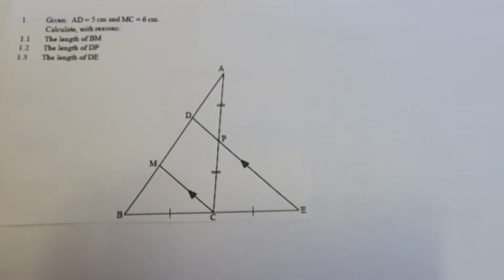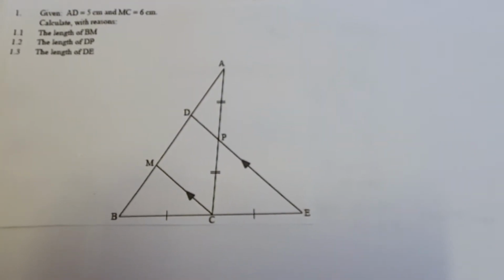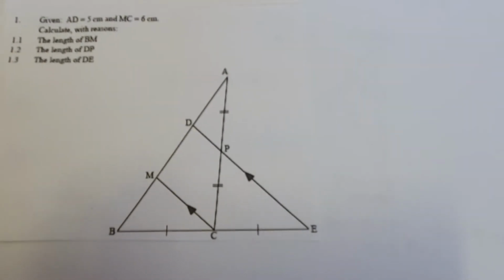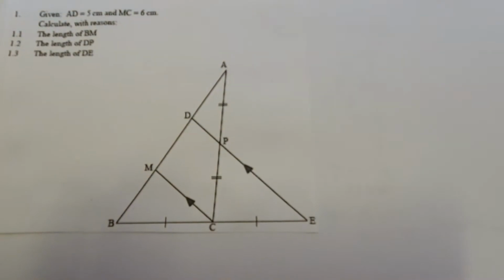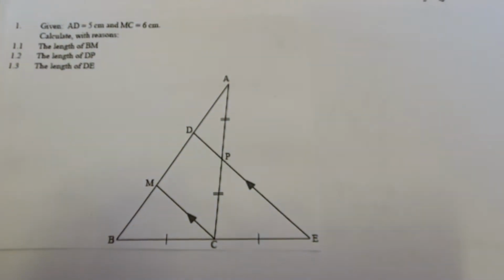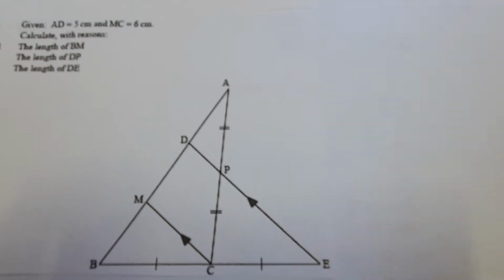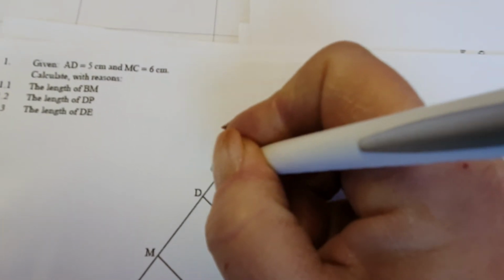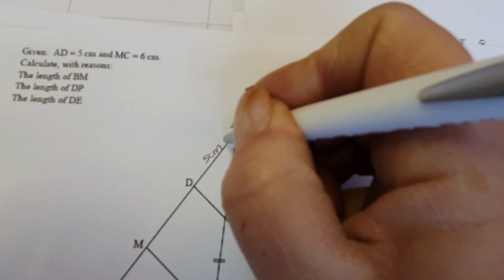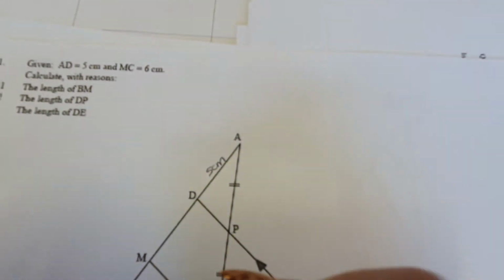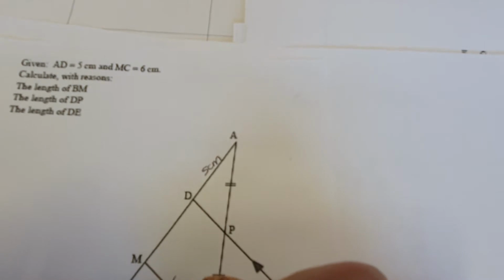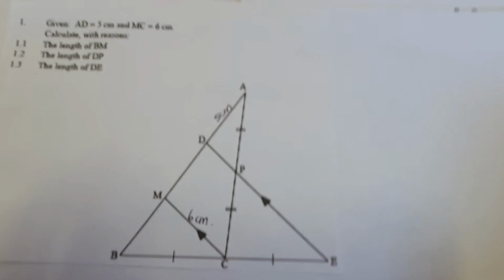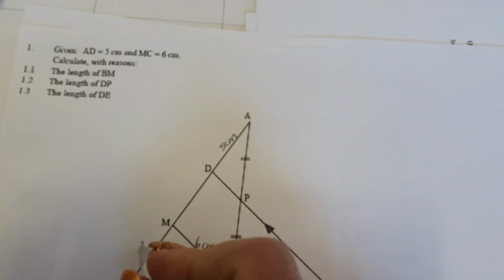The concept of a rider is that you must apply the theorem to solve an actual sum. So if you look at the example in front of you, it says there that AD is 5 centimeters, MC is 6 centimeters. Calculate with reasons the length of BM.